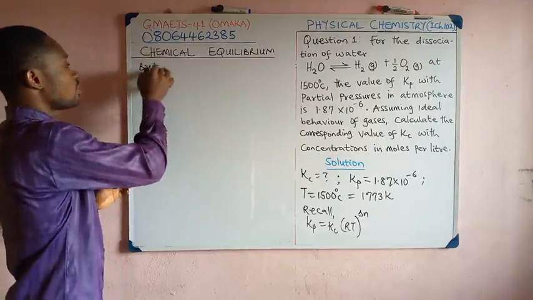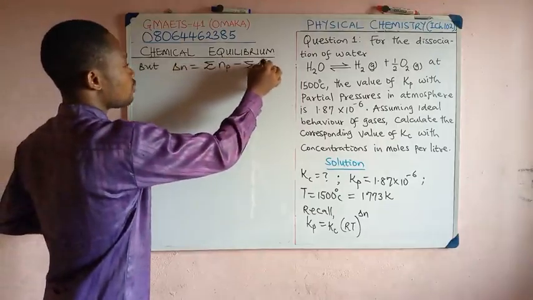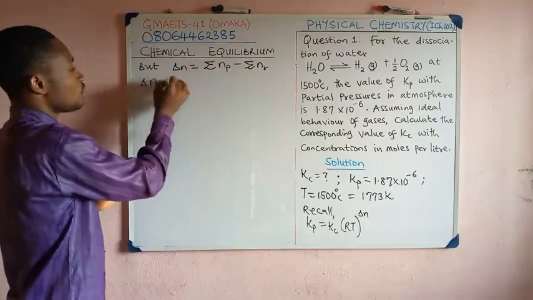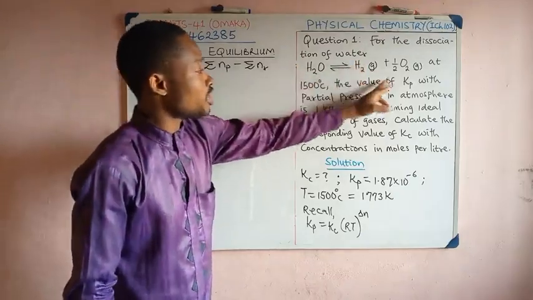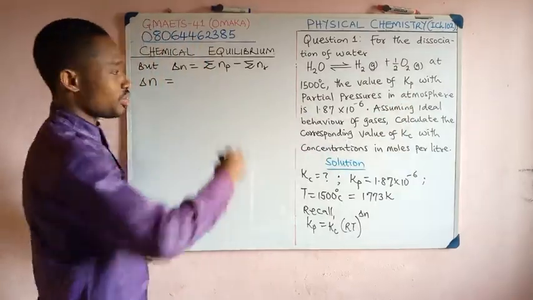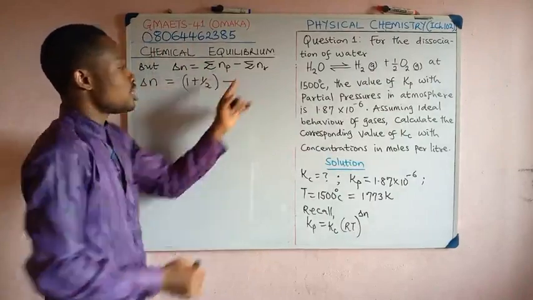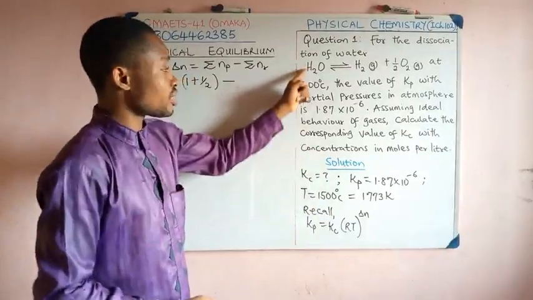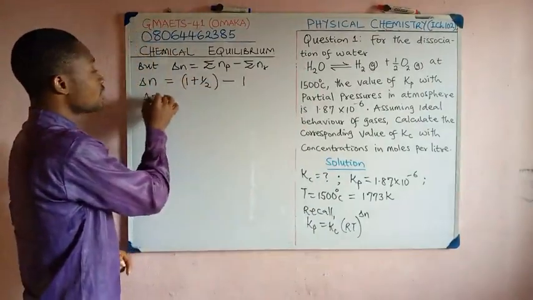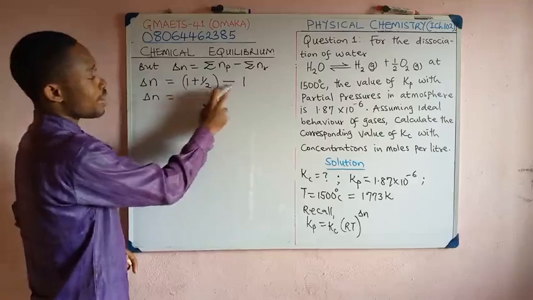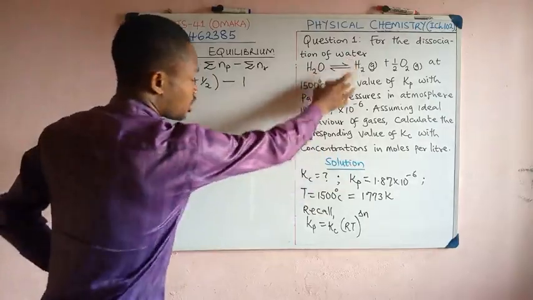But change in n we know is equal to the number of moles of products minus the number of moles of reactants. So our change in n will now be equal to the number of moles of product. Let's look at it. We have 1 mole of hydrogen here, we have half mole of oxygen. So that is going to be 1 plus half, is that okay? Minus the number of moles of the reactant here. The reactant is just this water molecule and it's 1 mole, so I'm going to put minus 1. If you work out 1 plus half minus 1, 1 minus 1 will give us 0, so you'll be left with what? Half. So the change in number of moles for this reaction is half.